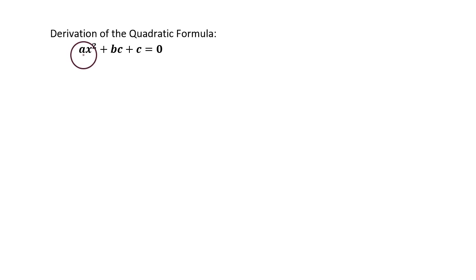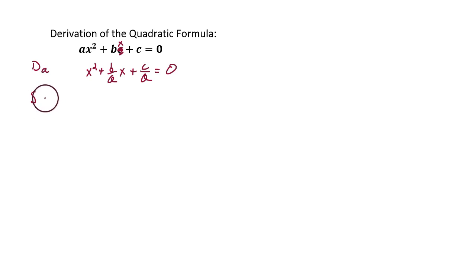Let's start with a quadratic equation in standard form. Whoops, I see I made a typo on the note page. That should be bx right there. Sorry about that. And we'll follow through with the same completing the square process as we did before. Last time we divided by the leading coefficient of 3. This time the leading coefficient is a, so let's divide by a. We get x squared plus b over a x plus c over a is equal to 0 divided by a, which is still 0.